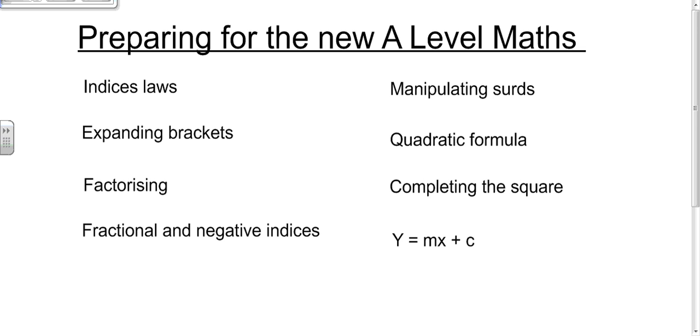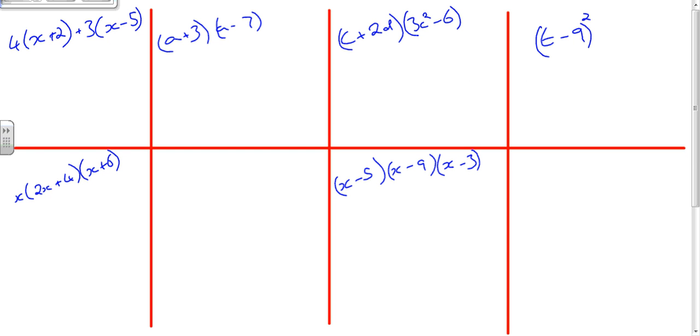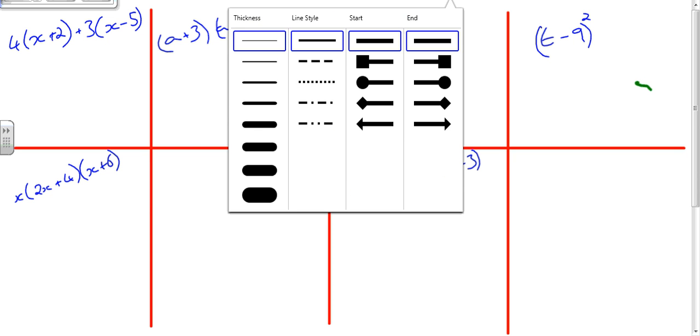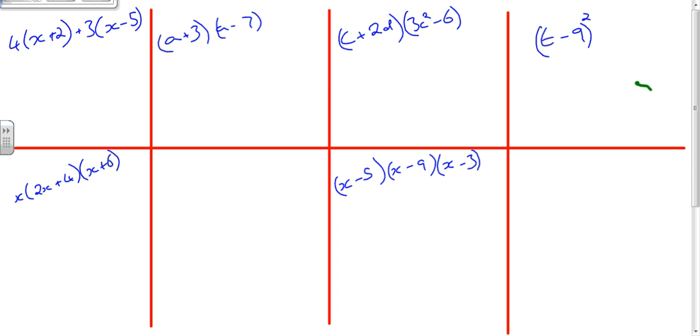Okay, so this is the second video for preparing for the new A-level, and this one is all about expanding brackets. So if we have a look, these are different types of expanding brackets that you can expect to see in the A-level. And the first one here, we've got 4 bracket x plus 2 plus 3 bracket x minus 5. So what we're going to do is expand the bracket.